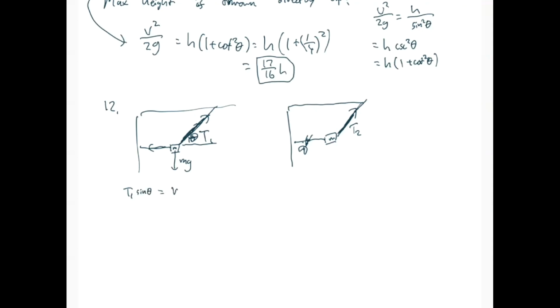And there's also mg, and they have to balance each other out. Okay. Now, what about in this case? What happens after the string is cut? So let's call this theta again. There's going to be gravity and tension, but nothing else really.